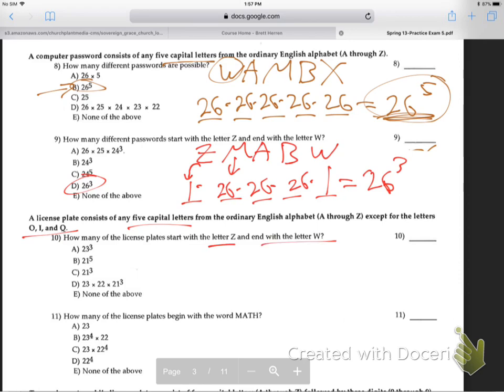Make one up, and then after you're done, think back. Think, okay, how many decisions did I make? How many options for each decision? Multiply those together. Give me just a second.